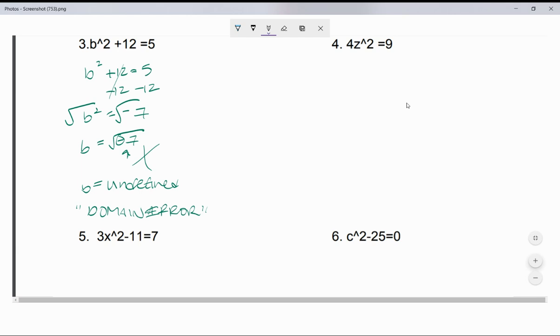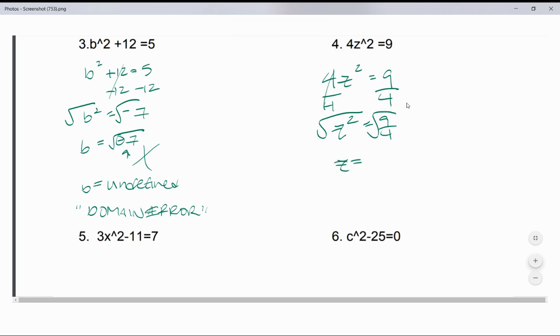So if there's a negative inside the square root, then it's wrong immediately. Doesn't matter. Cool. 4z squared equals 9. Let's divide by 4. So z squared equals 9 over 4. Let's just do that and do that too. So just z equals that, right?